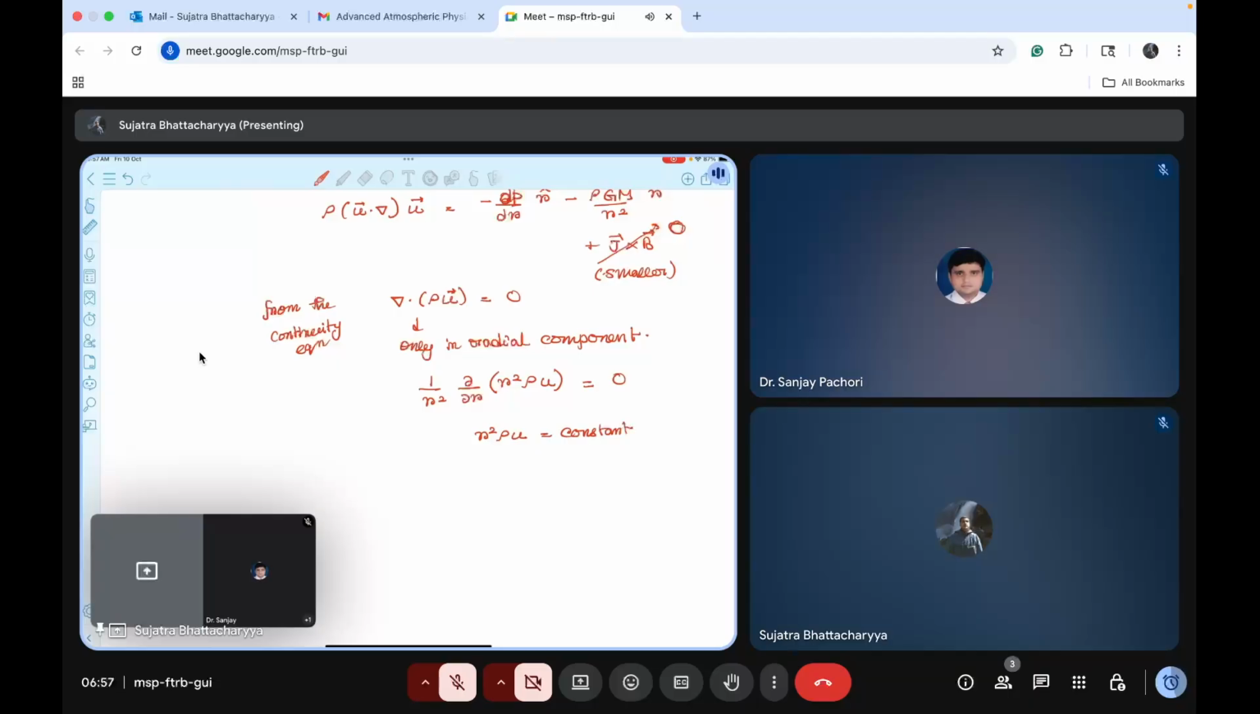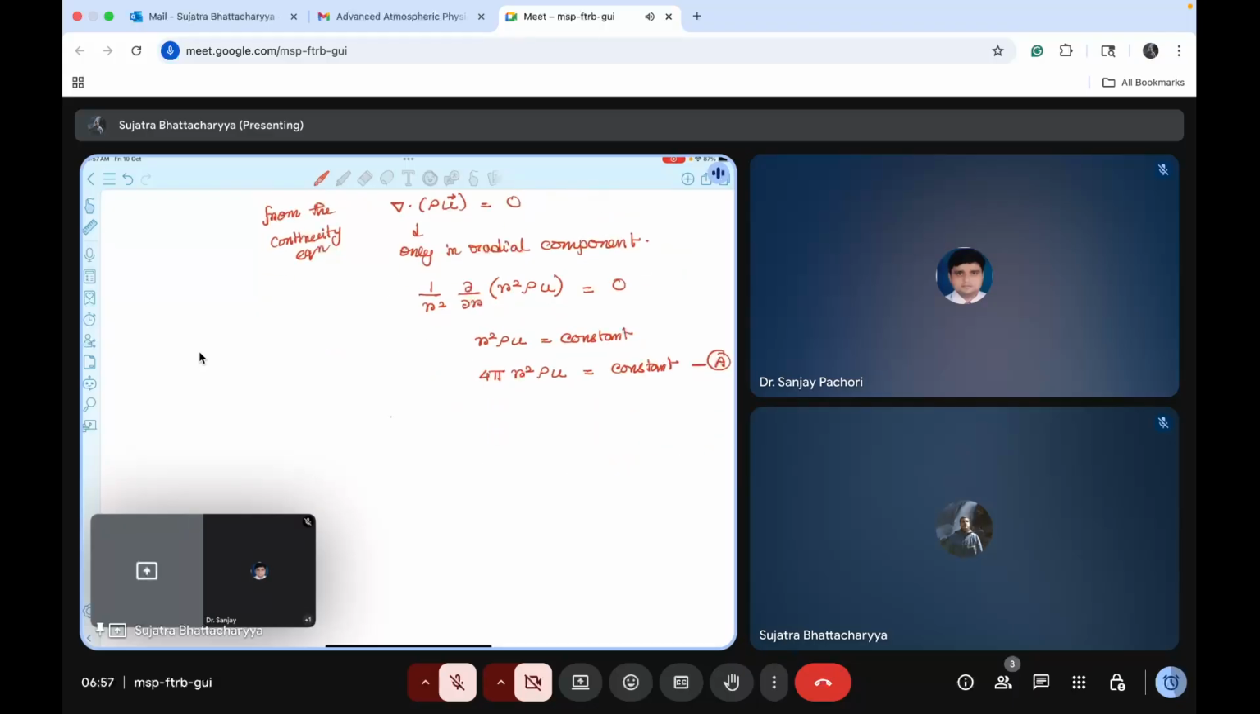What we will do is multiply with 4 pi. This is just to make the expression better. So this is some constant. This is an important expression which we might be using. Let us call it A. And next we assume again a hydrostatic balance.